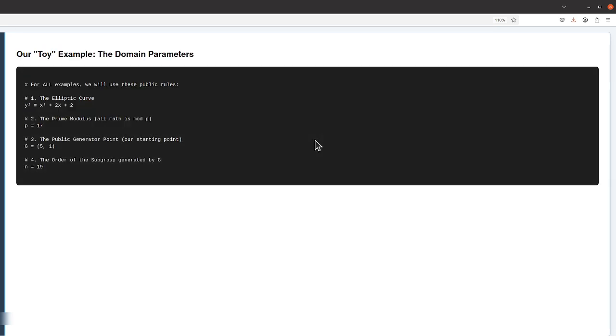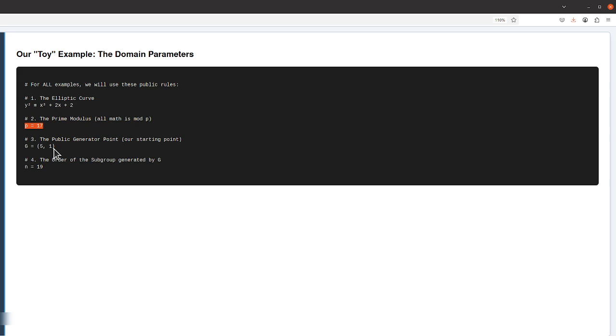Our toy example: the domain parameters. To make the math followable, we must first define the public rules of the game, or the domain parameters. For all the examples in this presentation, we will use the simple curve defined by the equation y squared equals x cubed plus 2x plus 2. We will also perform all our math in a finite field, using a small prime number, p equals 17. This means any result is always taken modulo 17.